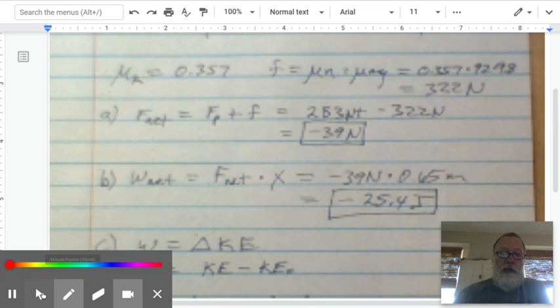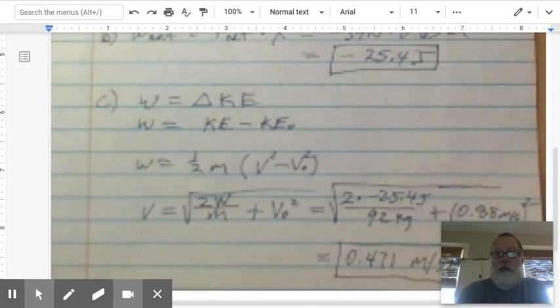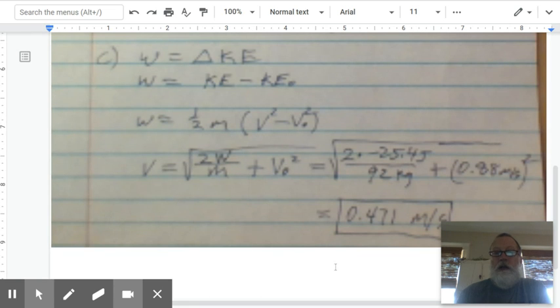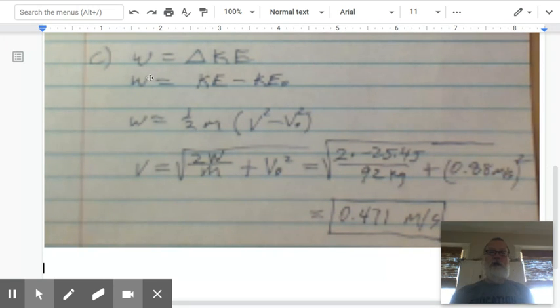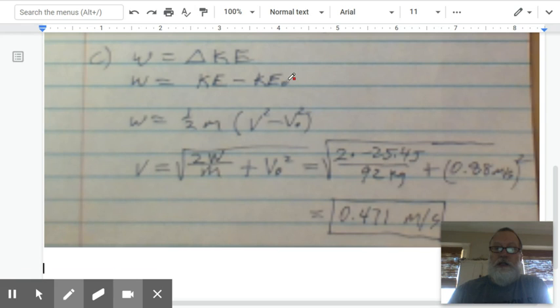And then for the final part of the problem, we are supposed to calculate what the final velocity is. And to do this, we're going to use our work energy theorem, which says that the net work is going to be equal to the change in kinetic energy. And so working with this equation, we have final kinetic energy minus initial kinetic energy, which would be 1/2 mv squared minus 1/2 mvo squared. We can take the 1/2 m out and we end up with v squared minus vo squared.